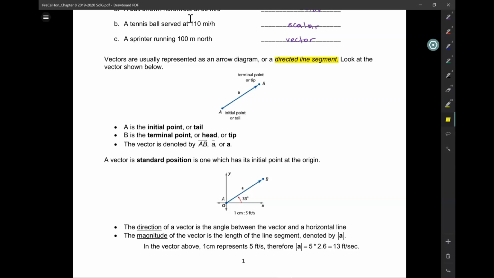All right, so the terminal point is called either the head or the tip. I don't like to use those, especially until we get used to them, when it's new, it's very easy to confuse tail and tip. So I just say initial point and terminal point.